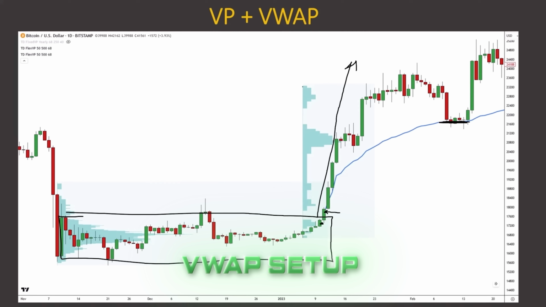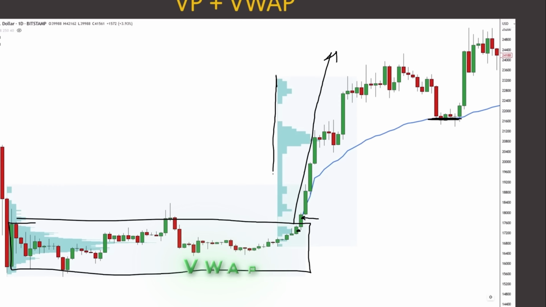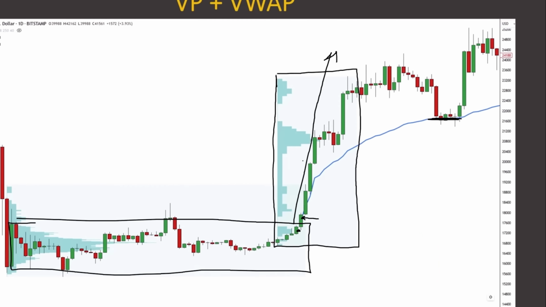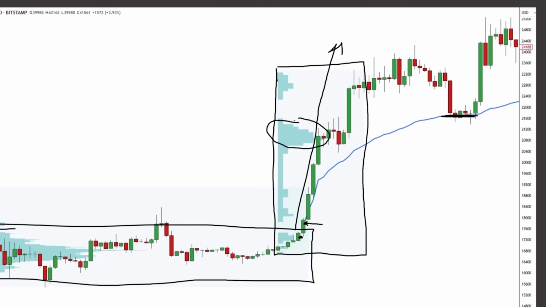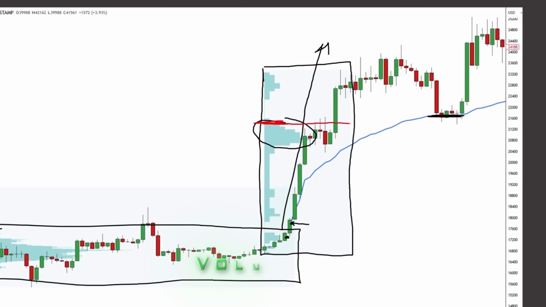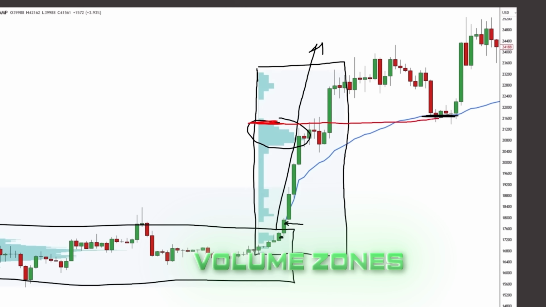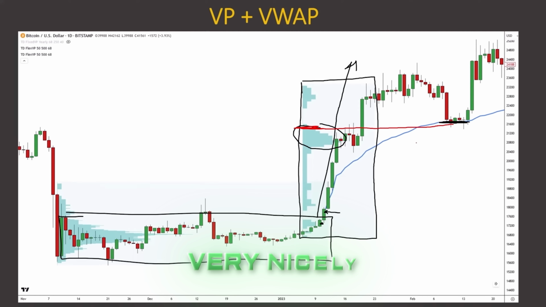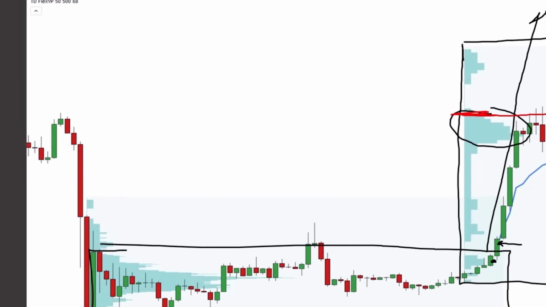Now, let's talk about volume profile here. I like to use volume profile over trend areas like this and look for significant volume clusters within the trends, like this volume cluster. And as I was saying, I like to trade from the beginnings of those heavy volume zones. See, it aligns very nicely with VWAP. So we have a nice two setup combo here.